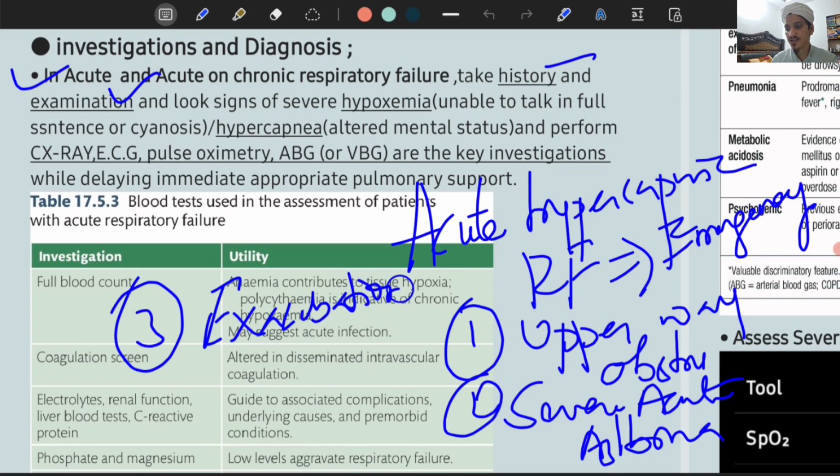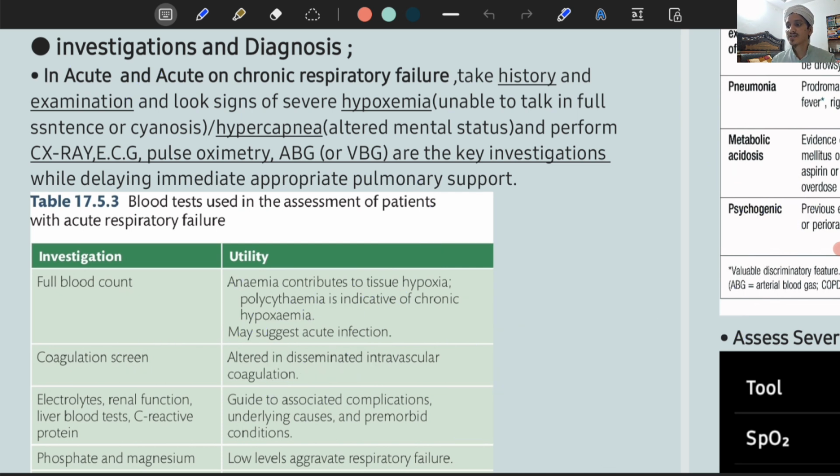These three are the commonest examples of acute hypercapnic respiratory failure, and you should intervene very fast. In upper airway obstruction, you will have stridor, so remove that foreign body, or if you don't have time, you do cricothyrotomy. In severe acute asthma and exacerbation, you give bronchodilators and steroids, and magnesium sulfate in severe cases also. So first take history, do examination fast, and look for signs of severe hypoxemia.